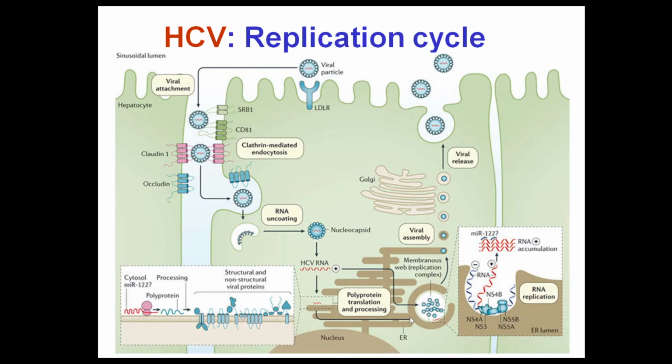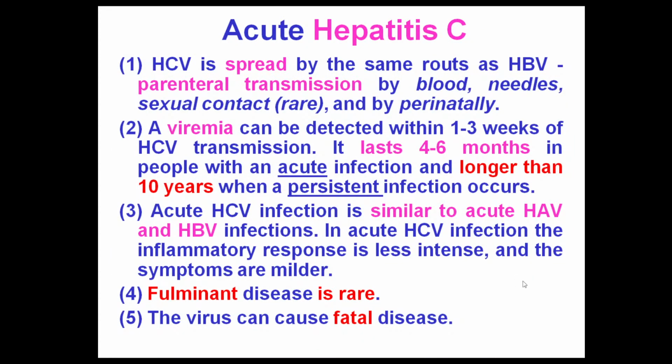So, the characteristics of the infection. Usually, hepatitis C viruses spread by the same routes as HBV, but sexual contact transmission is very rare. So viremia can be detected within 1 to 3 weeks of HCV transmission. And it may last for 4 to 6 months in people with an acute infection, or longer than 10 years when a persistent infection occurs.